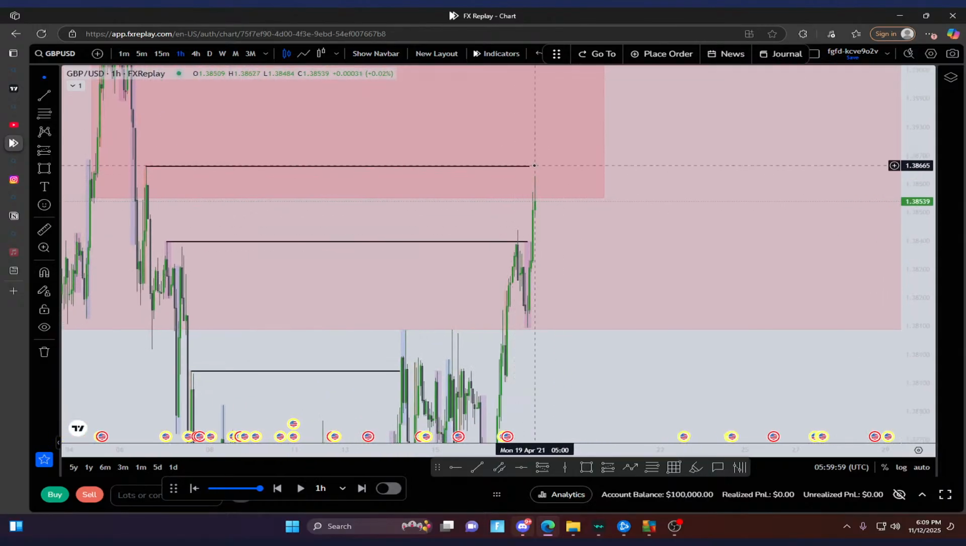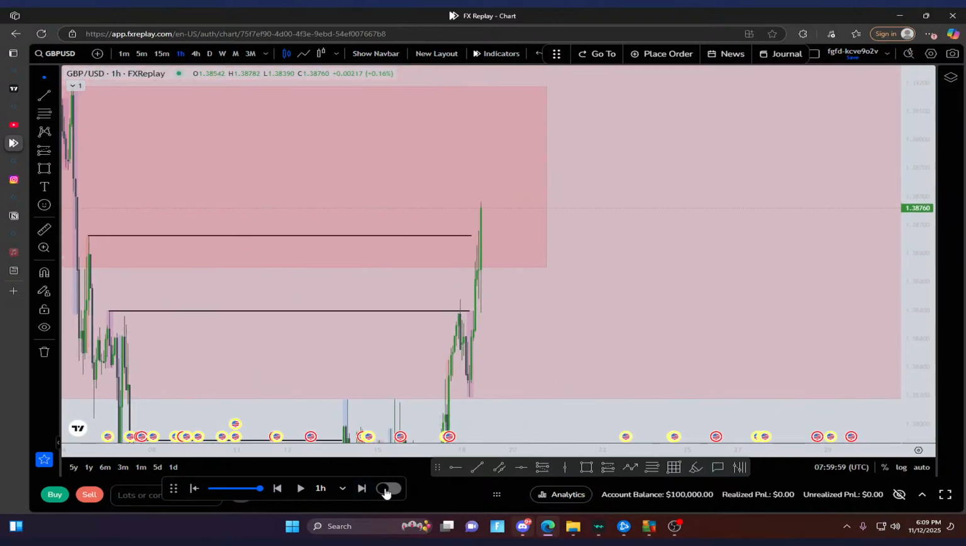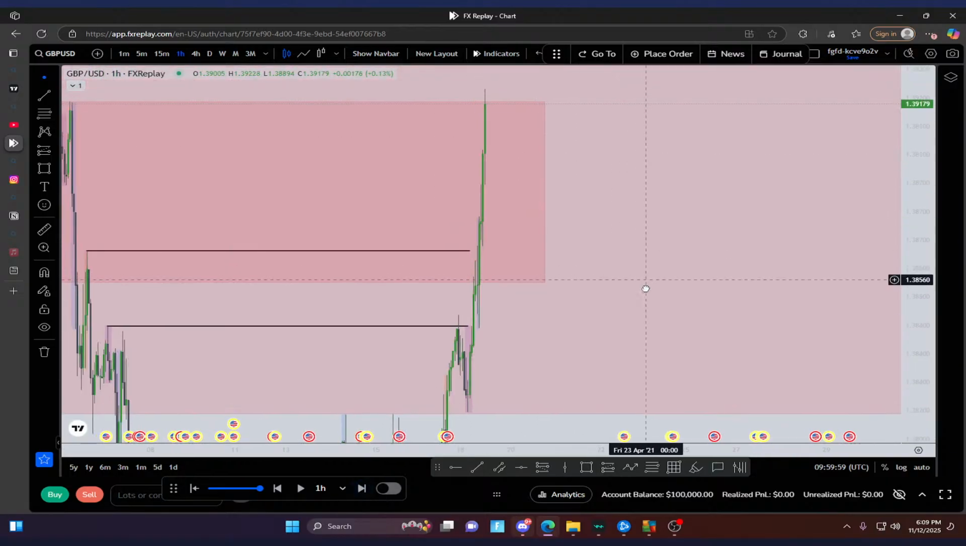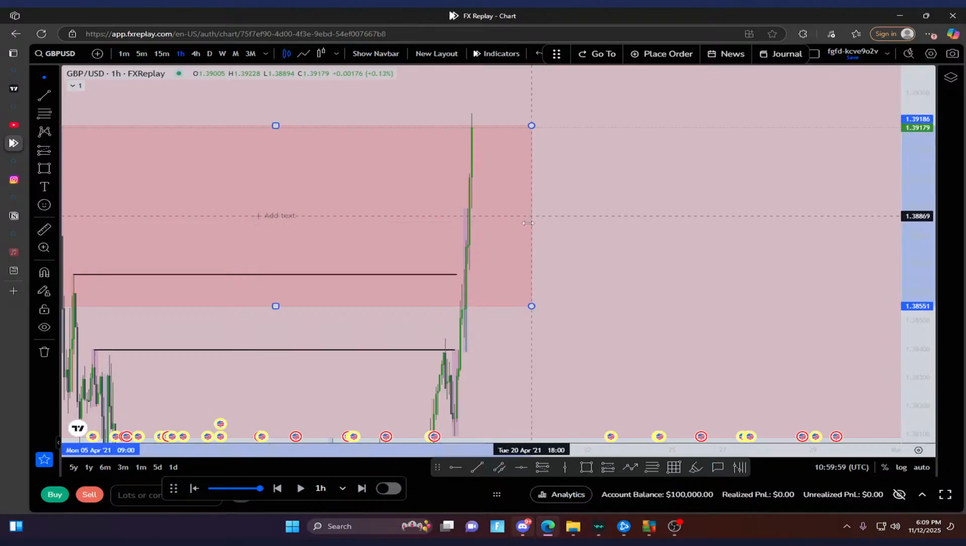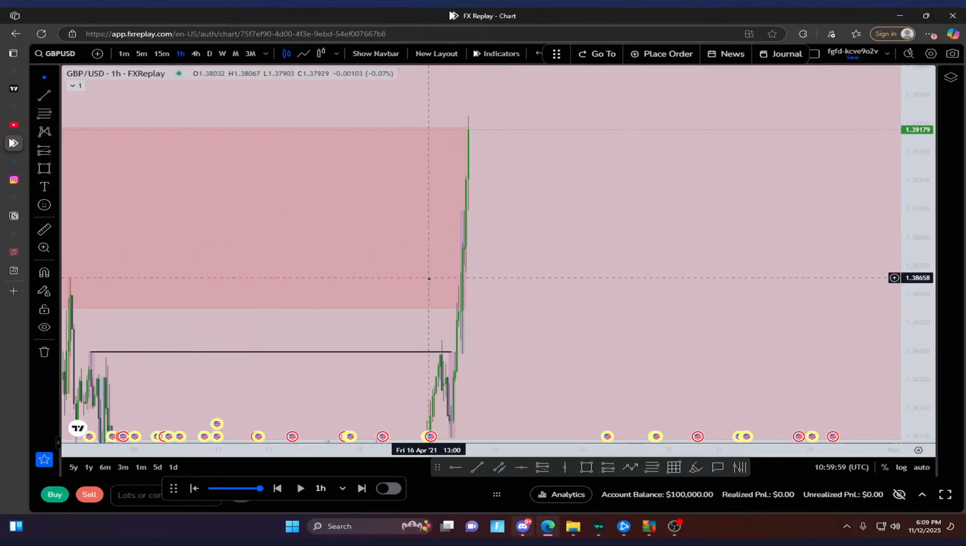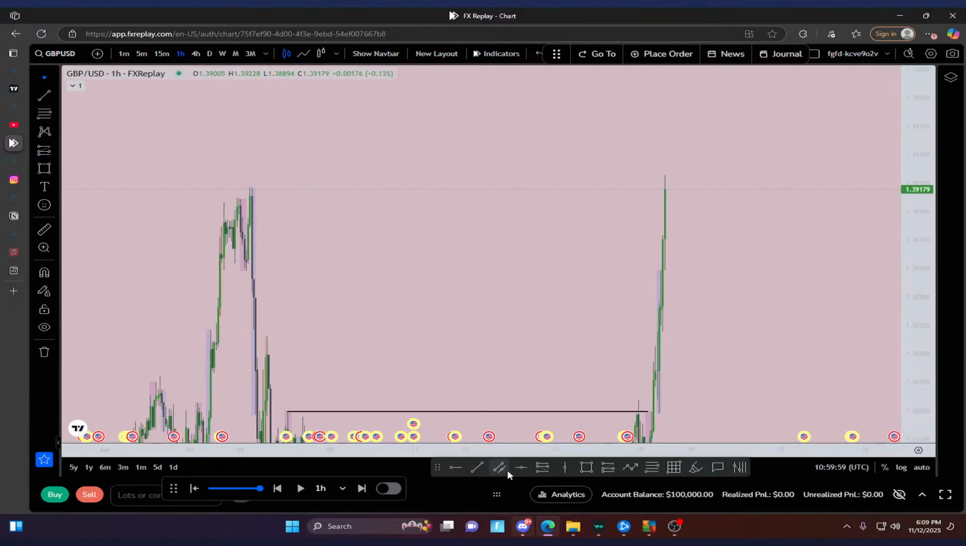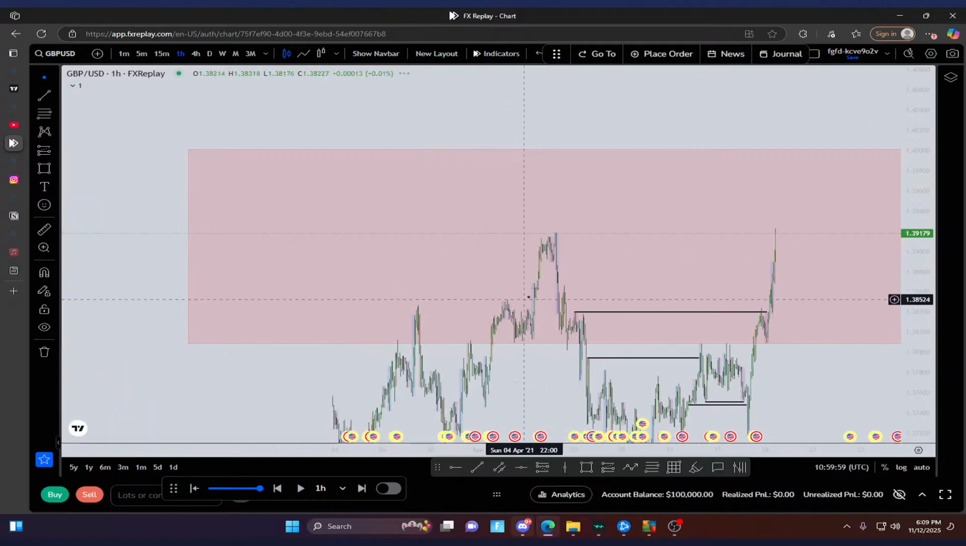We're going to be looking for reactions off of this area, expecting that price is not going to be pushing past this so easily. Notice how I said expecting. It's cool. We went up. It's cool. We take this out. Alright, whatever.